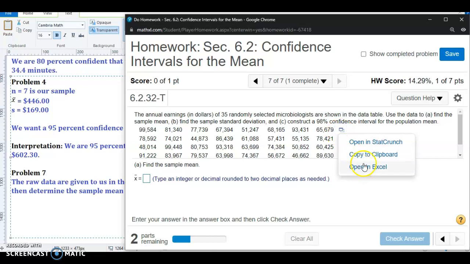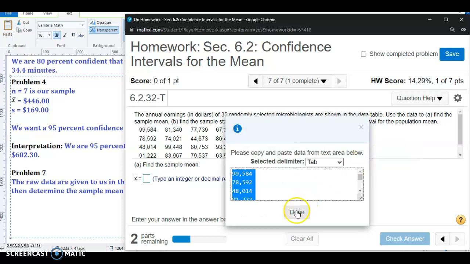So copy the table. You can also open it in StatCrunch directly if you don't already have StatCrunch open, but I already have it open, so I'm going to copy to clipboard.